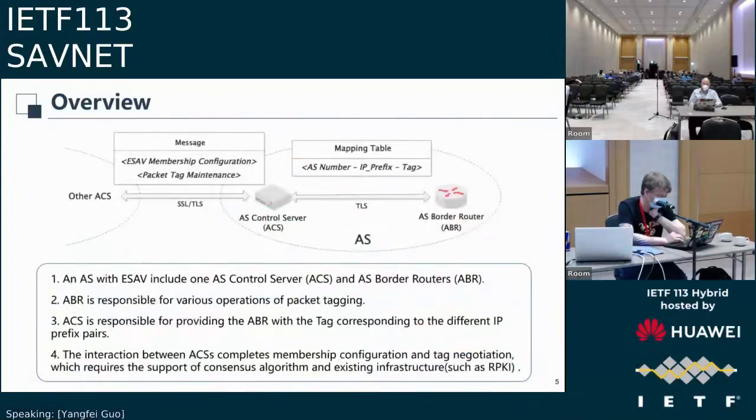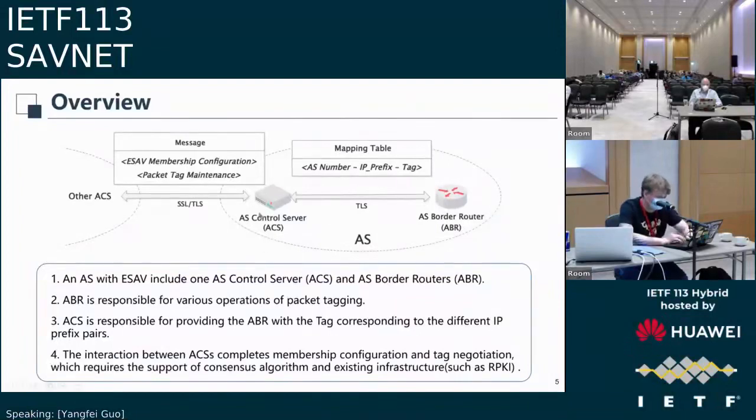To implement this design, eStarf will require both a data plane and a control plane. Within an AS, the control plane will be implemented through a device called the AS Control Server, or ACS, and the data plane will be implemented through an AS border router, or ABR, where the ABR is responsible for adding, checking, replacing, and deleting tags for all upstream and downstream traffic. And the ACS is responsible for providing the ABR with the information needed for the relevant tag operations, such as the legal prefix to tag mapping.